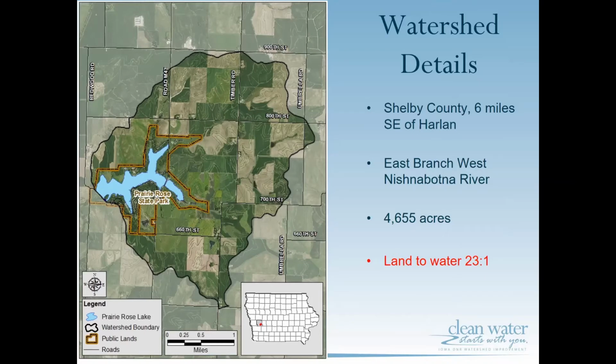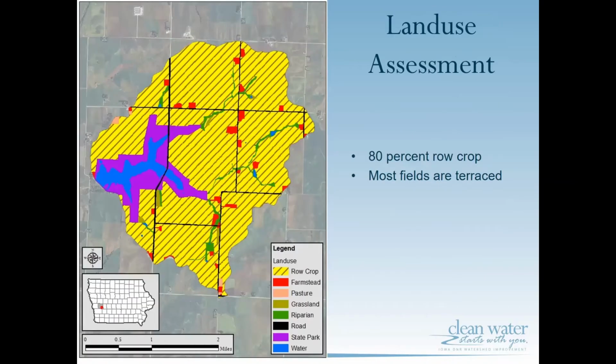So next up, we have our land use assessment for Prairie Rose Lake. This legend describes various land uses in the watershed. The yellow and brown striped area is row crops, so that can either be corn or soybeans depending on the year. Since we have a multi-year assessment, we combine those. And then other land uses are farmstead with the red, pasture areas, small pasture areas, grassland and riparian places that are described in more detail in the main document.